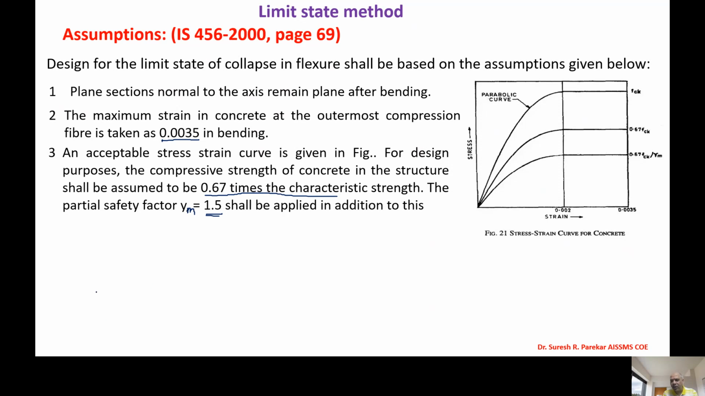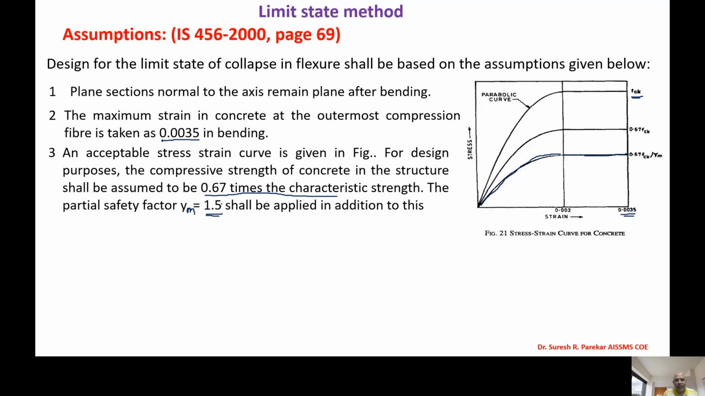So till 0.002 strain, your diagram will be a parabola. And after that, this will be a horizontal line till 0.0035, because we know the maximum strain is 0.0035.